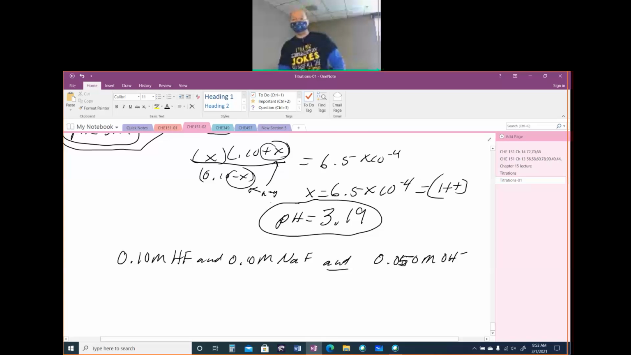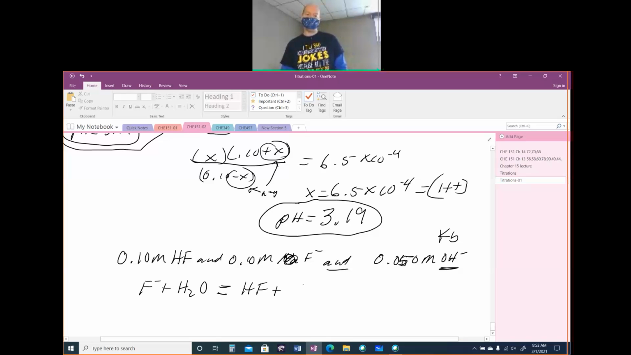And if I'm writing OH minus, I would probably just write F minus, because how do we get OH minus? Well, we stick in NaOH. How do we get F minus? We stick in NaF. All right, and so the only reaction that has the OH minus in it and the weak acid, weak base is the Kb. So you have to know to write the Kb reaction, where you have your F minus plus H2O goes to your HF and your OH minus.